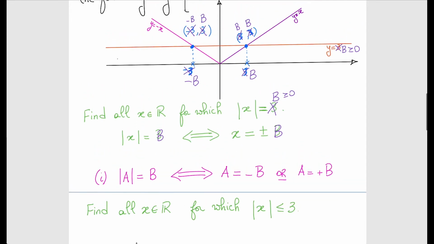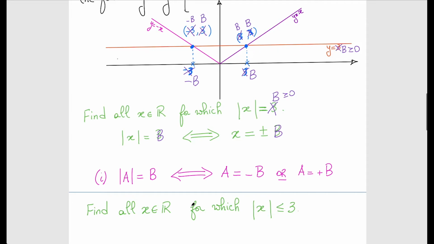Geometrically, this means I want to find all the x coordinates of the points that belong to the graph of the absolute value function, which is this v-shaped function, right? That are below, in terms of the y value of those points, their corresponding points on the orange line.